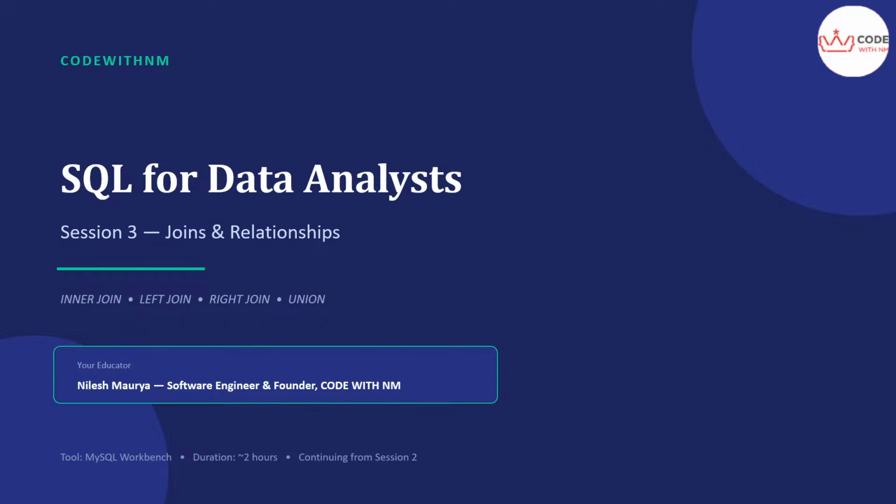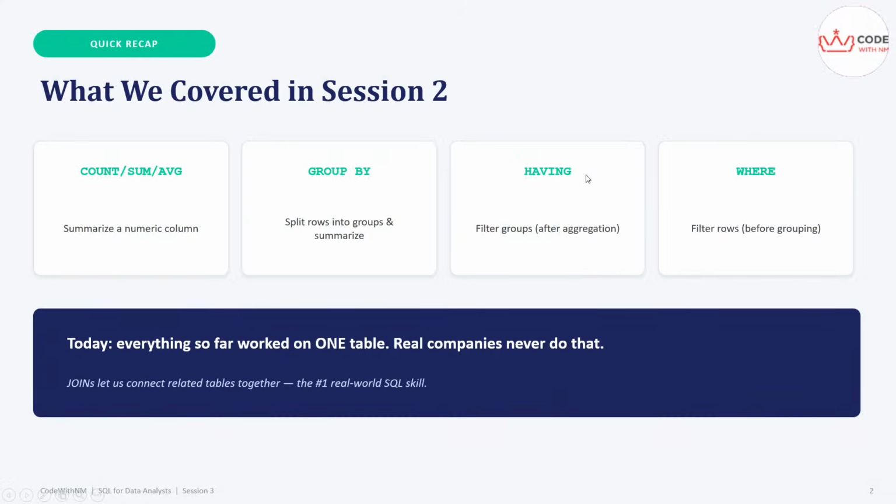Okay, before starting, we are done with phase one and phase two. Today is phase three, and the complete SQL series is divided into 8 phases. So let's have a quick recap of what we covered in session two, and then we jump on to today's topic. We have already covered the aggregate functions, which are count, sum, average, min, and max; group by, which summarizes by categories; and having, which filters groups. And of course, we have already seen where, which filters rows.